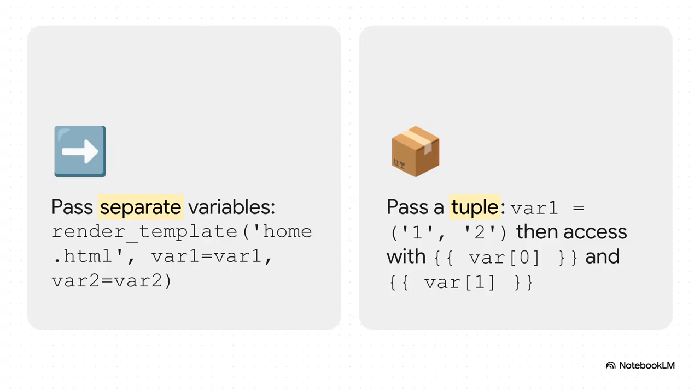All right, so here are the two approaches they were looking at. On the one hand, you could just pass each variable one by one as a separate, named argument. Pretty straightforward. The other idea was to bundle them all up into one thing, like a Python tuple, and then in the template, you just pull them out using their index number, like, give me the first item, give me the second item.